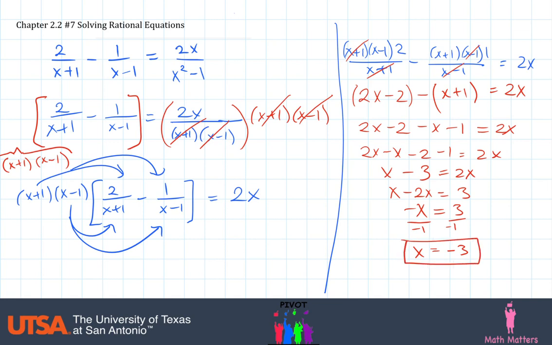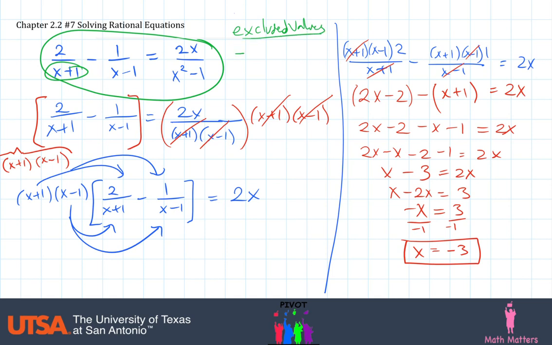So now that we solved for x, we need to go back and state the excluded values. Now let's take a look back at the original equation. If we look at the first denominator on the left side, if we plug in a negative 1, that'll give us a denominator of 0. So one of our excluded values will be x equals negative 1.